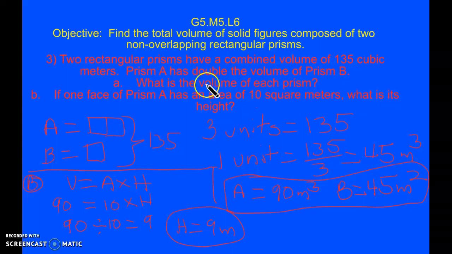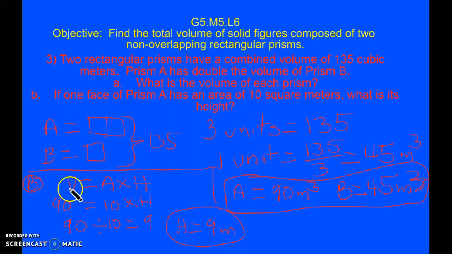So, to solve part A, we know that part B is 1 unit. Part A, using a tape diagram, is twice part B. So we have the sum of volume of A plus B equals 135. This gives us 3 equal units that equal 135. If we divide, we find that 1 unit equals 135 divided by 3 equals 45 meters cubed. Since B equals 1 unit, B equals 45 meters cubed. And A, which equals 2 units, 45 times 2 equals 90, so A equals 90 meters cubed.